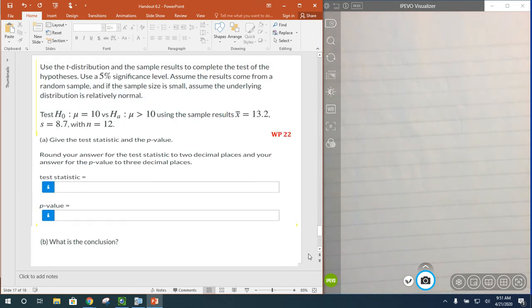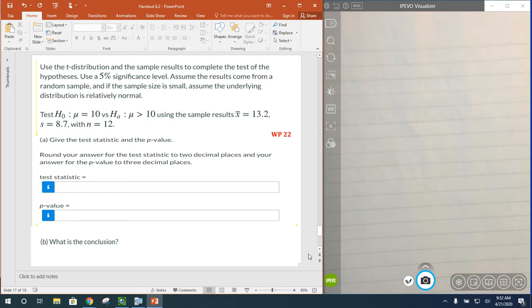First question. Use the t distribution and the sample results to complete the test of the hypothesis. Use a 5% significance level, so that means 2.5% on each tail. Assume the results come from a random sample. If the sample size is small, assume the underlying distribution is normal. So they're giving us all the parameters we need. So we have a test of H sub 0 at mu of 10, so we know the null value is 10. We are using a sample statistic of 13.2, and we have a standard deviation of 8.7 with a sample size of 12.